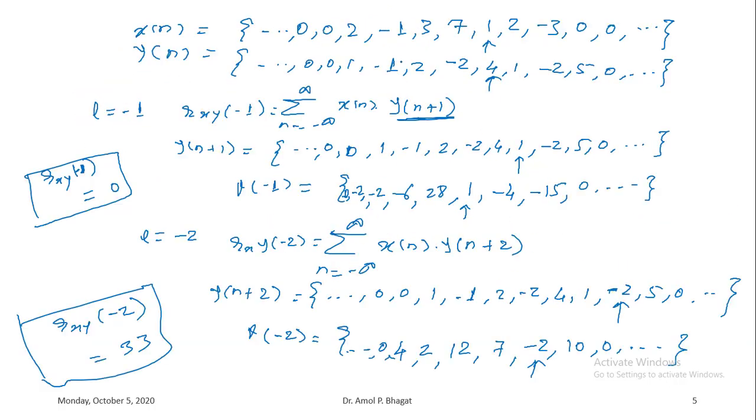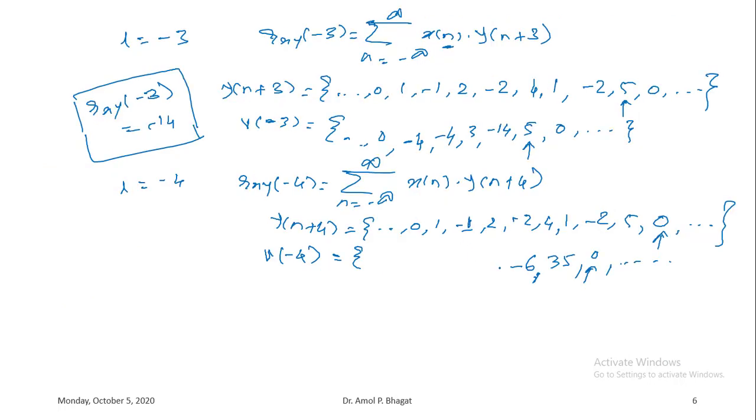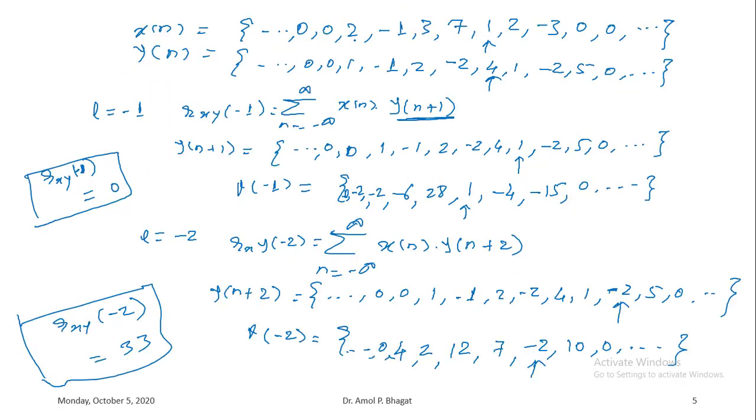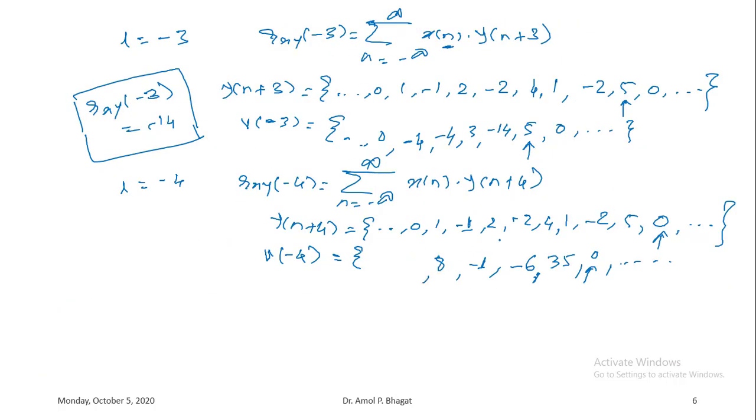So 1 multiplied by minus 1 will be minus 1. Then 4 multiplied with 2 will be 8. Then minus 2 will get multiplied with 0, so all the remaining values will be 0. So your Rxy of minus 4 will be simply 8 minus 1 is 7, 7 minus 6 is 1, and 35 plus 1 will be 36. So this will be your Rxy of minus 4.